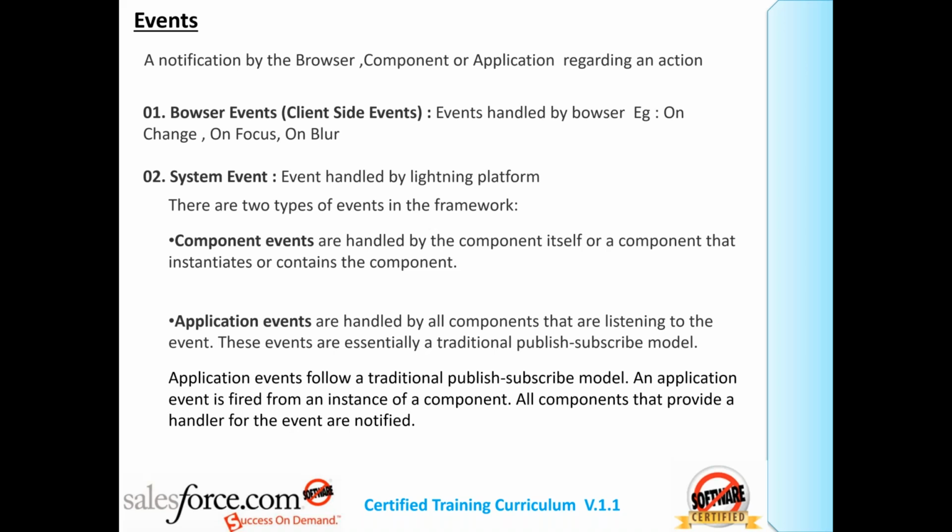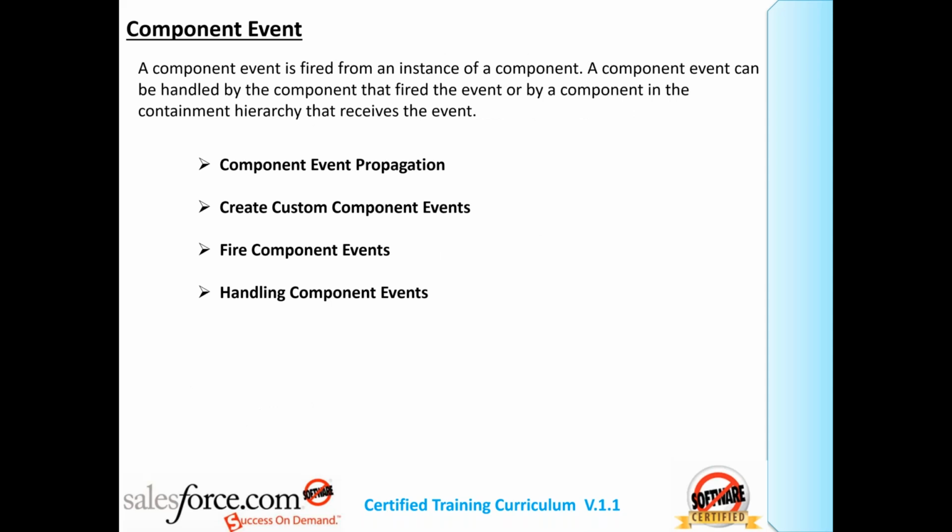There are two types of events: browser event and system event. An event handled by the browser is called a browser event. Example: on change, on click, on load. Next, system event. An event handled by the Lightning platform is called a system event. There are two types of system events: component event and application event. Now let's understand what is a component event.